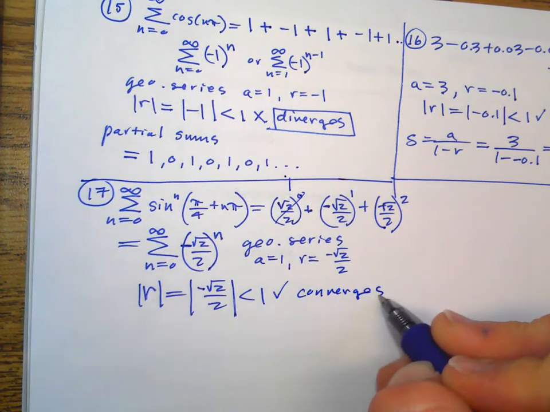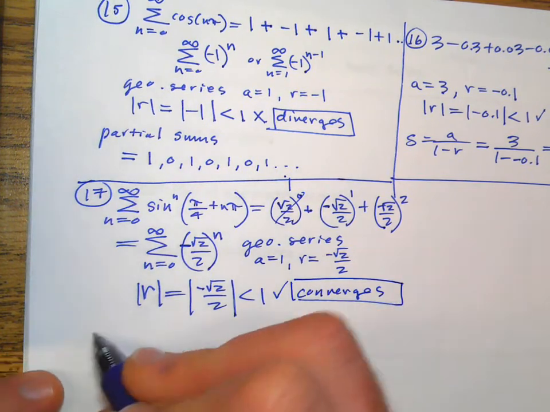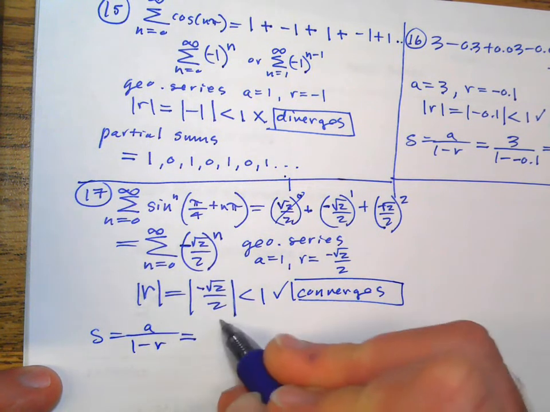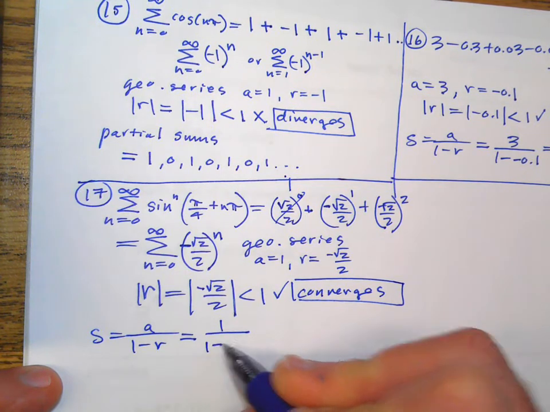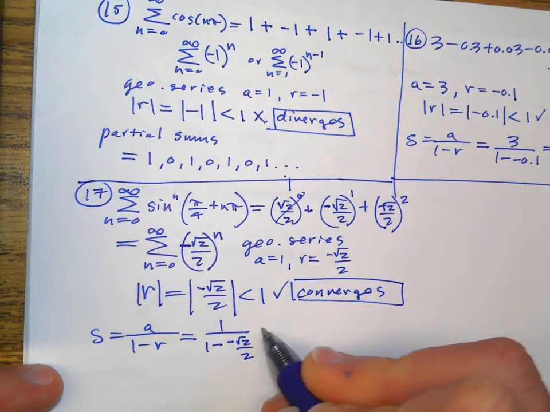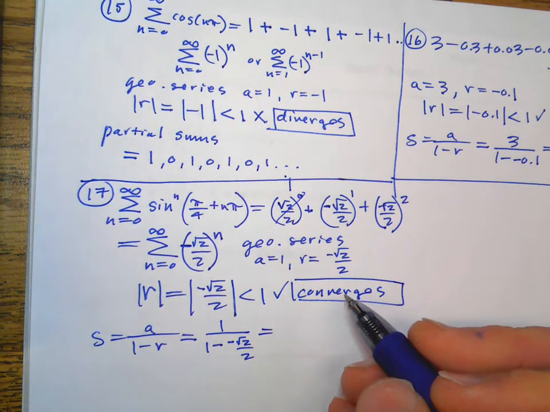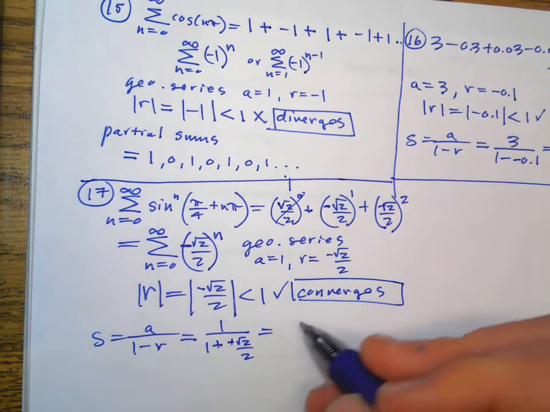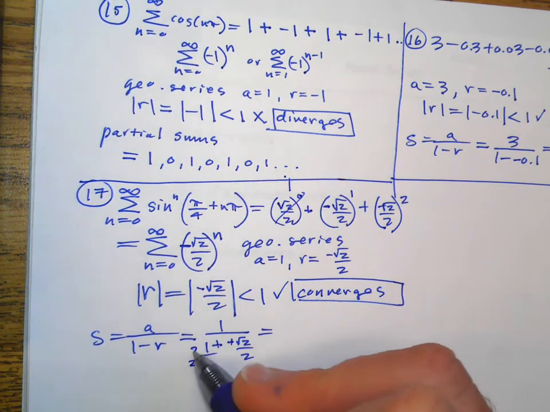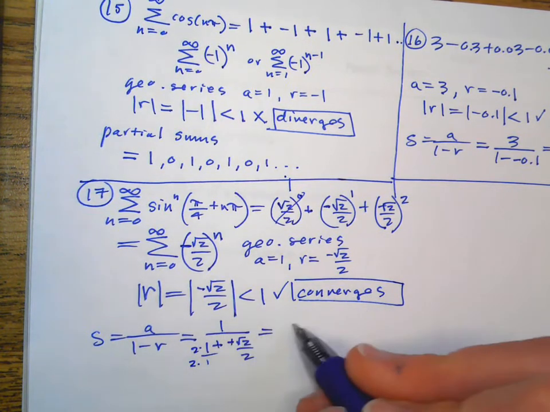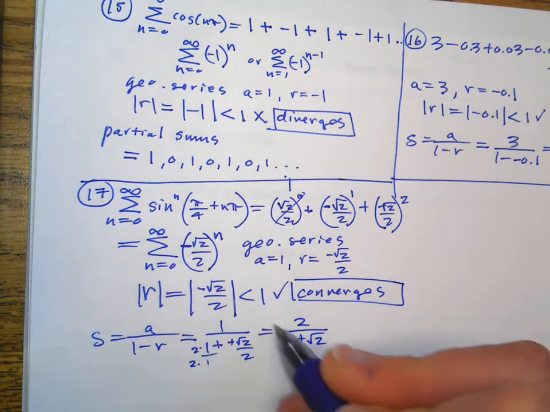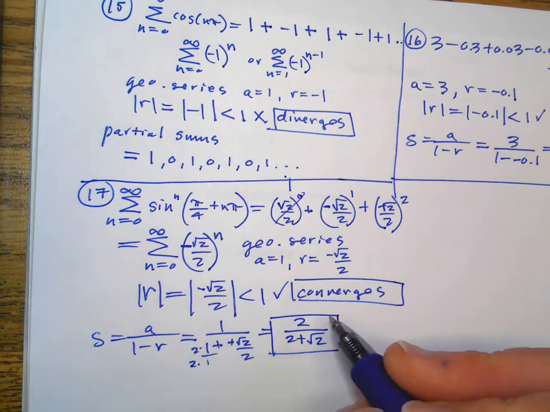It converges. The sum is a over 1 minus r. So 1 over 1 minus negative root 2 over 2. So we're going to clean this up. I don't want a complex fraction. So that's going to be plus. We could give this the least common denominator. We could multiply everything by 2. So it'd be 2 over 2 plus root 2. That's sort of a nice version of that answer.